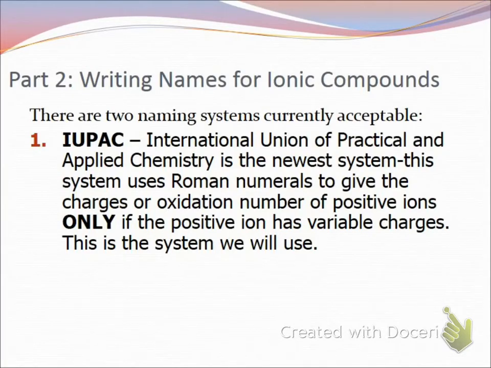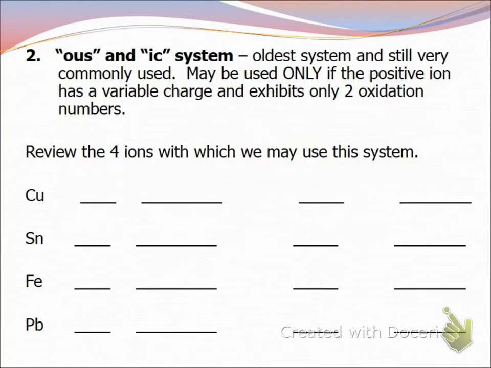Remember I said iron could be a +2 or a +3, so we have to put that Roman numeral with it so we know which charge it has. There is an old system of naming that we sometimes still see, which we're only going to do so you can kind of notice it, so if it shows up somewhere you can look here and see. And it is the -ous and -ic system. It is the oldest system, but it's still sometimes commonly used. It's only used on positive ions that have more than one charge.